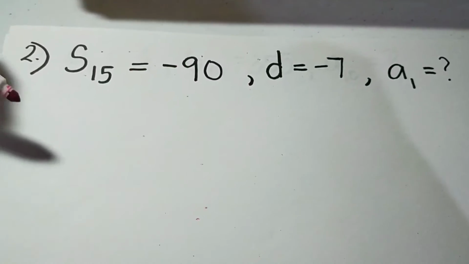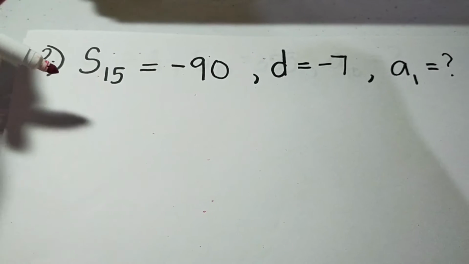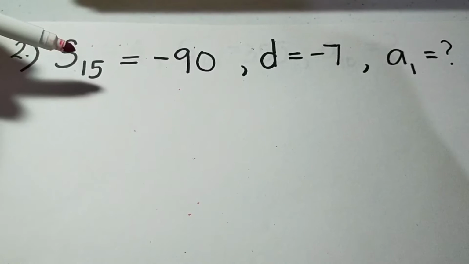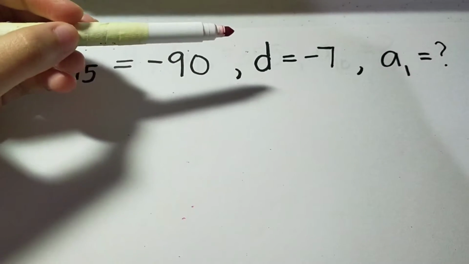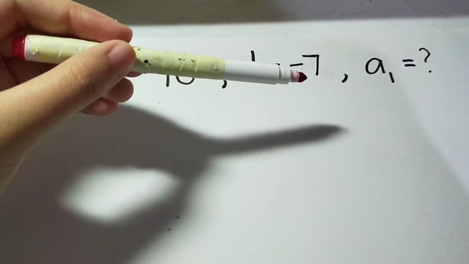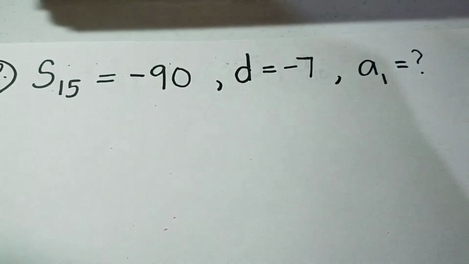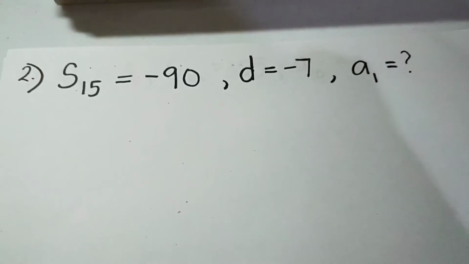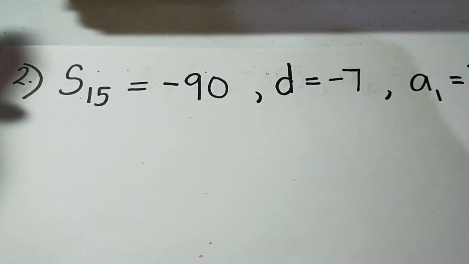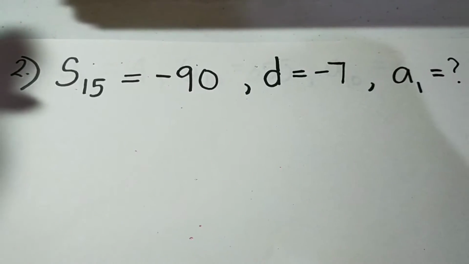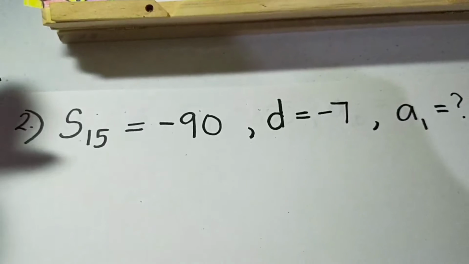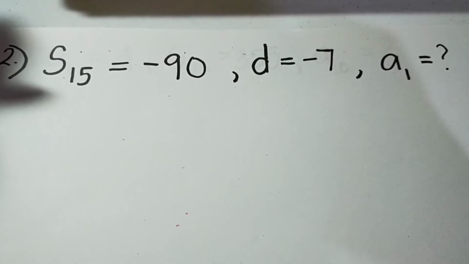Sa second example naman tayo. So, yung given natin ay S sub 15 is equals to negative 90, D is equals to negative 7, and our missing is a sub 1, which is, yan yung ipa-find natin. So, ano nga ba ang gagamitin nating formula? So, mapapansin natin ang gagamitin nating formula ay the second formula.